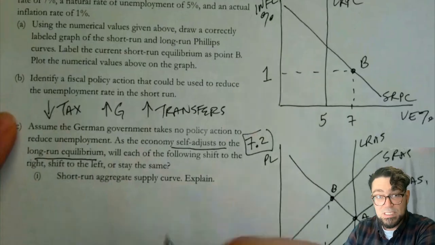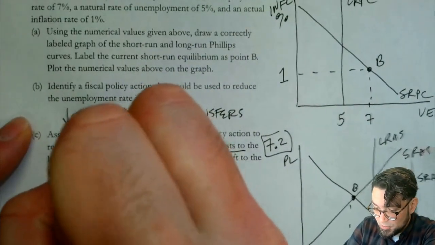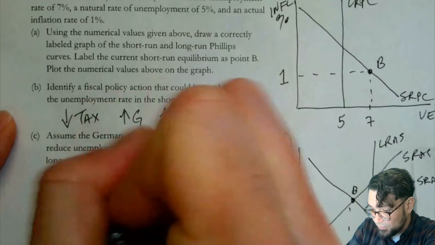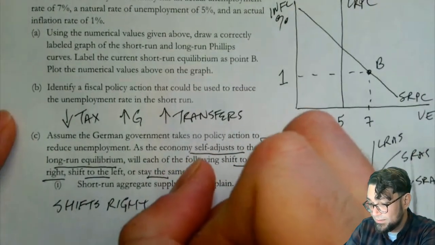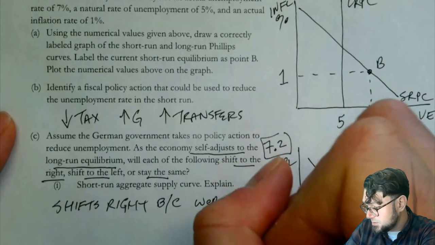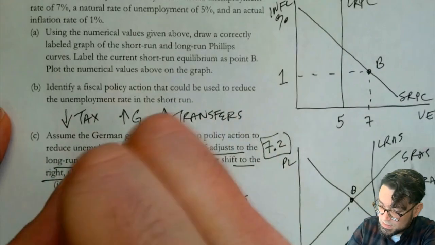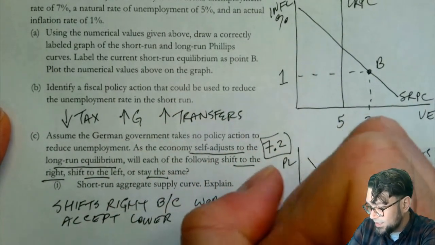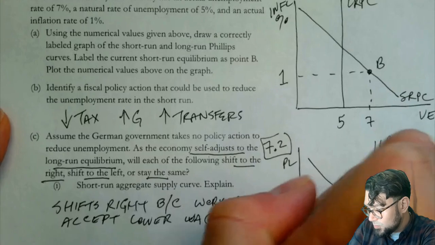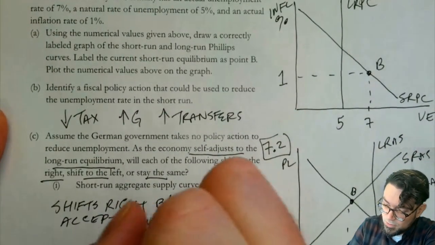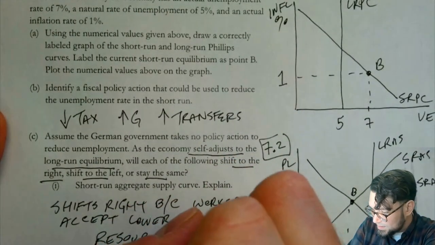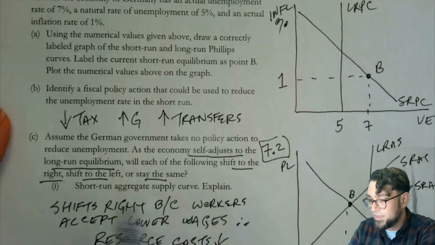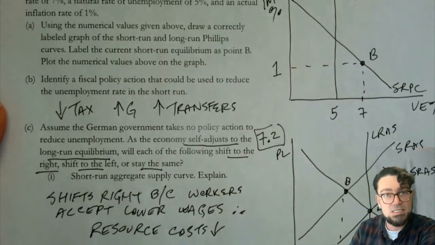So to answer the question, SRAS shifts right, because they do ask us what shifts: right, left, or stays the same. It shifts right because workers accept lower wages. We're going to summarize what I just said here: workers accept lower wages, and we want to connect that a little bit more. Workers accept lower wages, therefore resource costs fall.